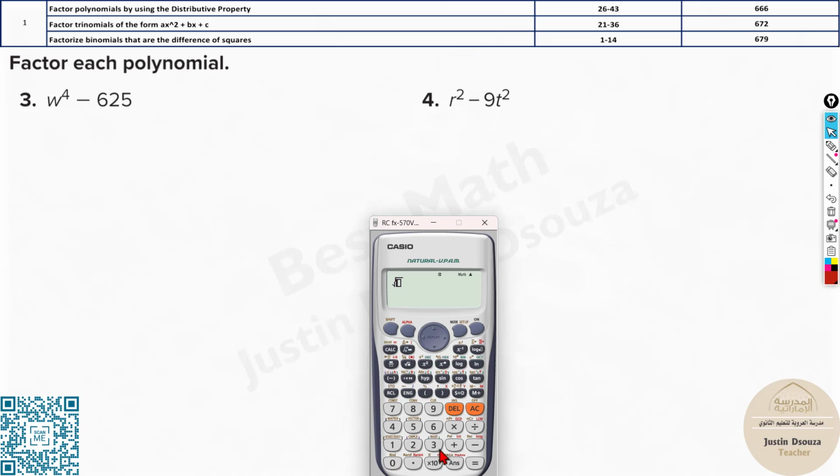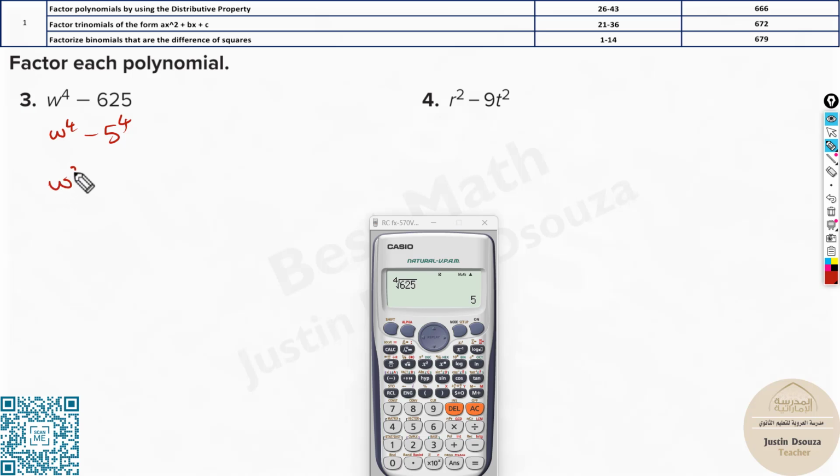One way would be just taking the square root of 625. That's 25. Or you can even take the root of power 4, shift and this symbol right over here, 4, because it's power 4, right? 625, that'll give you 5. So one way would be writing it like this. I'll do both the methods, okay? It's up to you to choose which you want. One is directly like this.